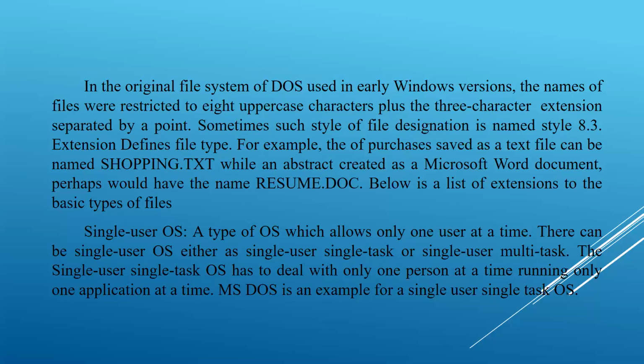Operating systems have many types. First, single user operating system. This is a type of operating system which allows only one user at a time. There can be single user operating systems either as single user single task or single user multitask. The single user single task operating system has to deal with only one person at a time, running only one application at a time. MS-DOS is an example of a single user single task operating system.